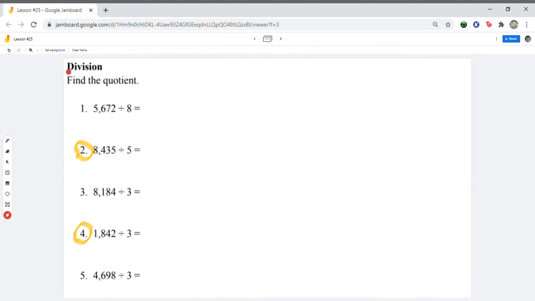So your third section we're going to go over is division, and we're finding the quotient. And we're going to go over number 2 and number 4. So number 2, it says 8,435 divided by 5. So when doing division, you always have to have this division mark over here. And you're going to place the second number on the outside and the first number on the inside. So we're going to place 5 on the outside and 8,435 on the inside over here.